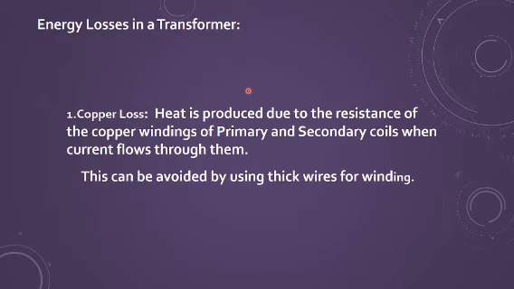The same power is there. But in real life there are some losses. Of course, energy will be conserved, but some energy will appear in the form of heat because of the resistance of the copper windings of the primary and secondary coil when you make the current flow through them. We can avoid this by using thick wires, because that decreases the resistance, and the amount of heat produced will be reduced. So I can avoid this loss by using thick wiring.